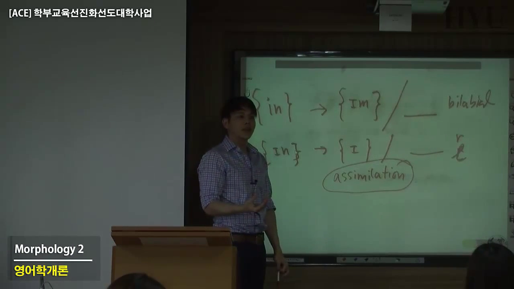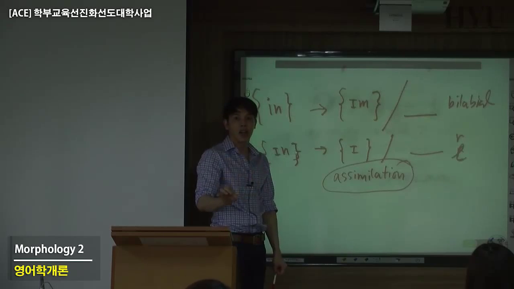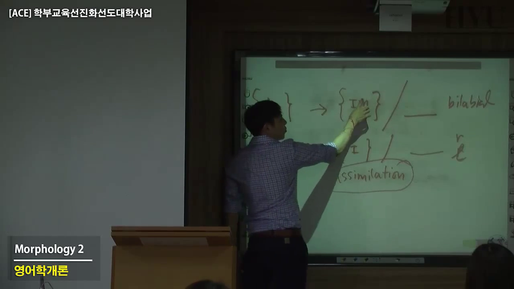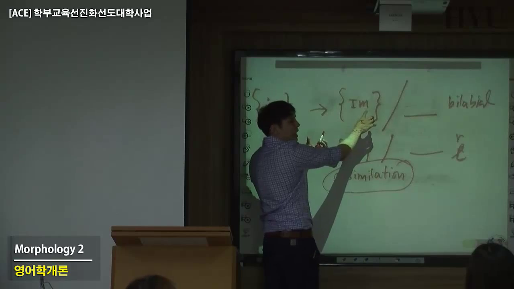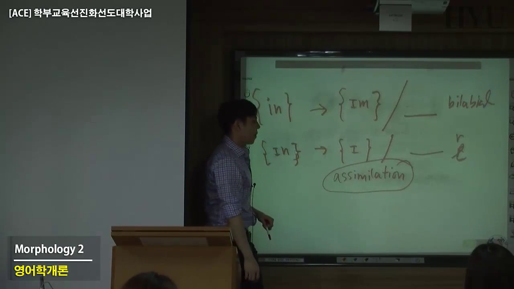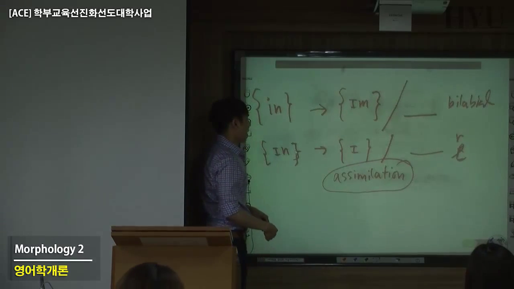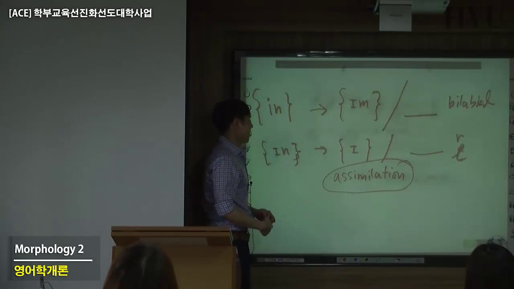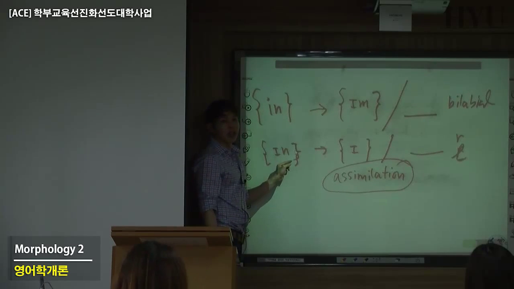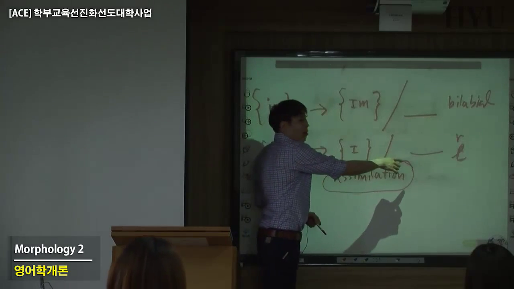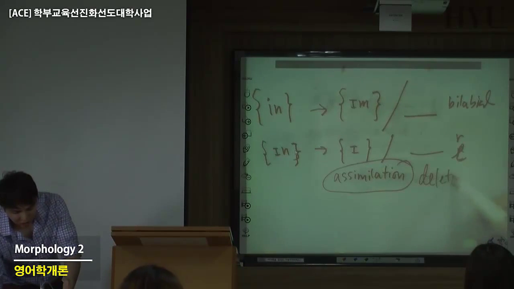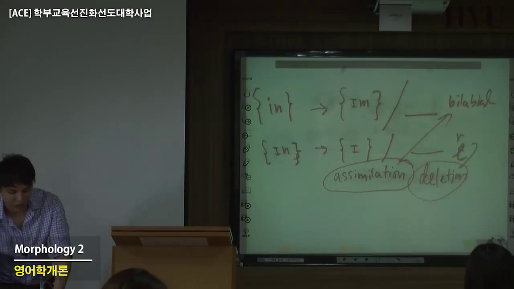Remember, assimilation is a process when something becomes similar to the sound next to it. So n becomes m because it wants to imitate the bilabial of the sound next to it. And in this case, I think you can say deletion, right? Because the n goes away before r and l. So in this case, you have deletion of the n. And then assimilation is there, deletion is here.